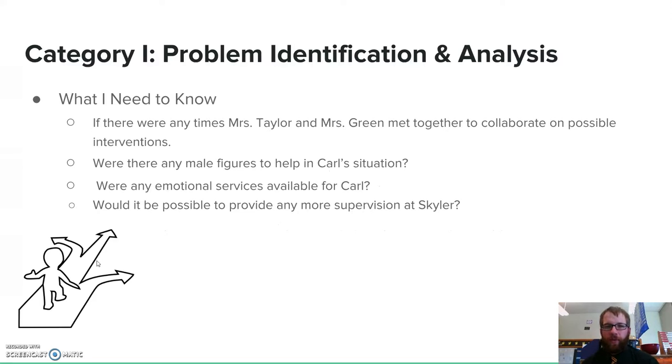What I need to know is if there were any times that Mrs. Taylor and Mrs. Green could meet to collaborate. They talked about Mrs. Taylor just basically coming into the room and saying, "Here, I need help," but there really just wasn't any collaboration. I wanted to know if that did take place.